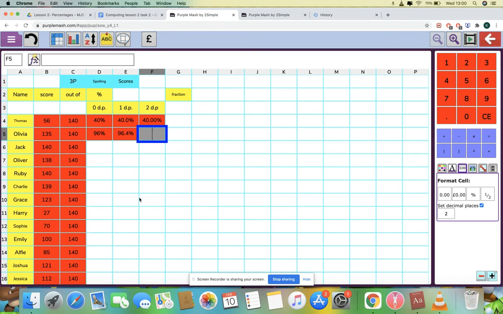So have a go, see if you can figure out the rest of them. Make sure it's got the right number of decimal places. There is another column here where if you can figure it out, it will give you the answer as a fraction.